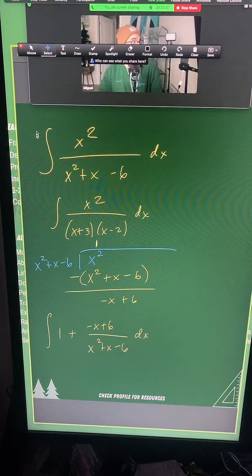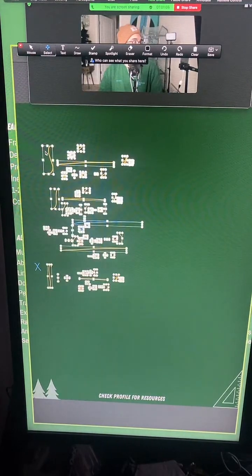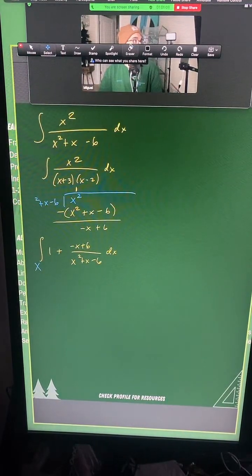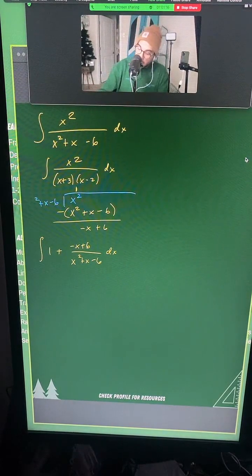So let me just make this smaller. Okay, guys, if you're taking calculus and haven't done long division, start getting used to it now.